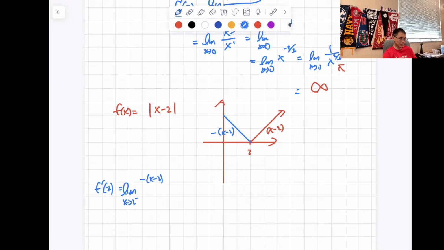Minus f of 2 is what? What's the f of 2? Plug in 2 here. 2 minus 2 is what? And then on the bottom is x minus 2. Well, it turns out those two can cancel. That's equal to negative 1. So the slope from the left, m, is equal to negative 1. Does that make sense? You can see it by looking at it too.